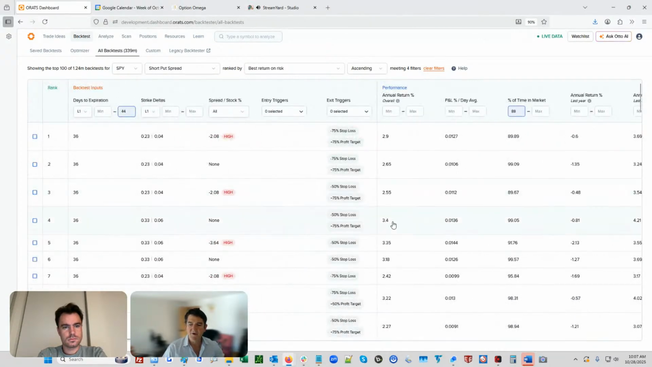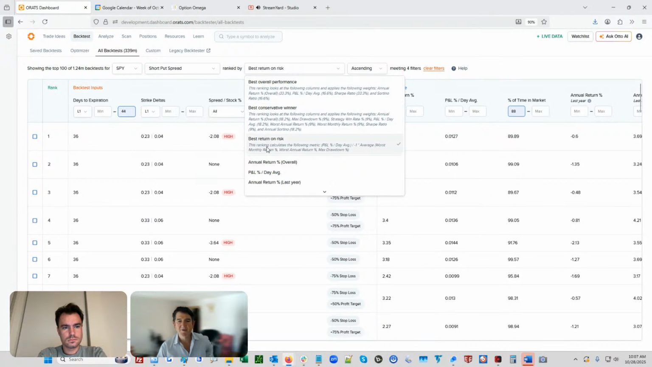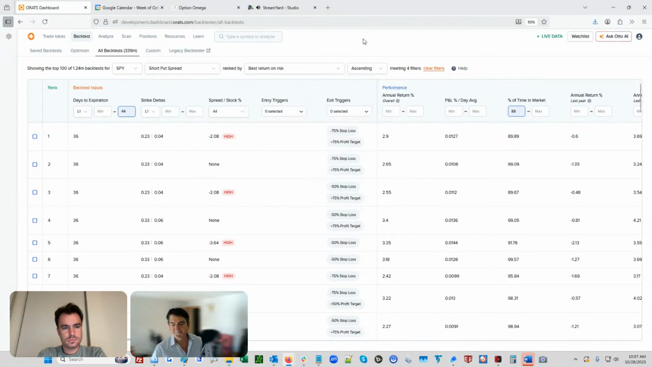You don't just want to go for return performance. You want to look at overall performance, and that's why we have this return on risk, and it tells you how we calculate those. Yeah, that's one of the things I love about this tool, that you can quickly compare and rank different backtests in the different metrics like max drawdown. Those metrics are very important.